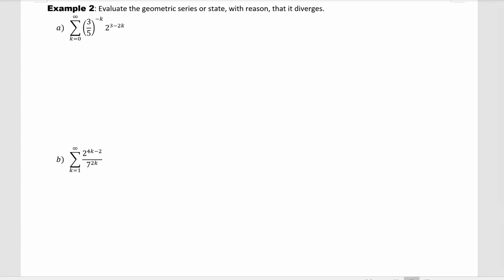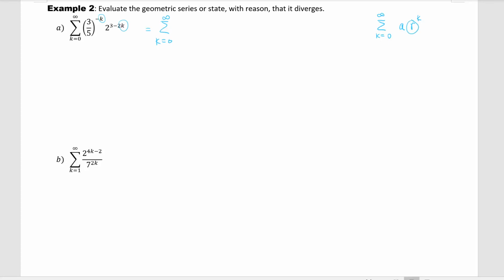So let's see. The first one. Oh, I see the k here. So let's make it into the standard form. The standard form is either k starts from 0 or 1, doesn't matter. The standard form is we have a times r to the k. So we want to group all the things under the k together to be our ratio r.